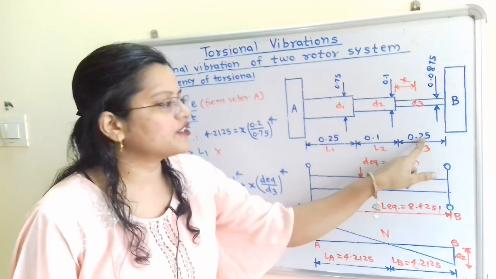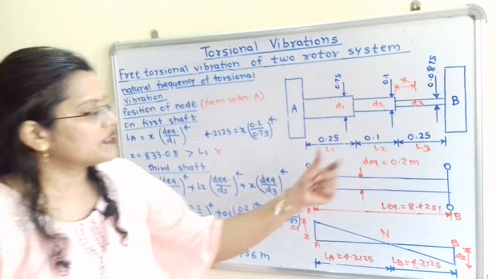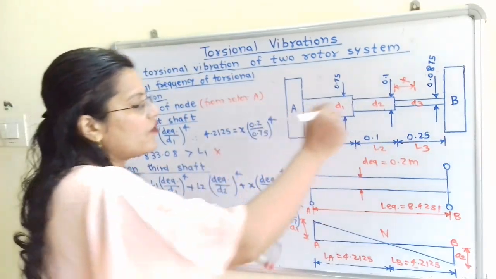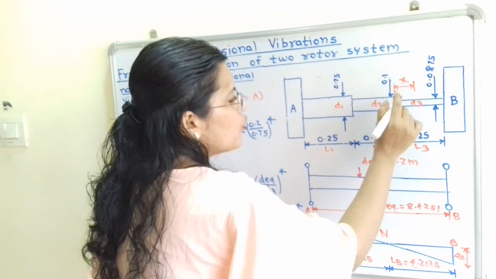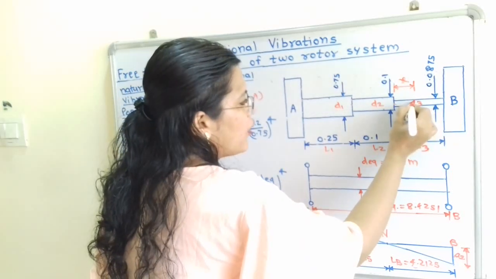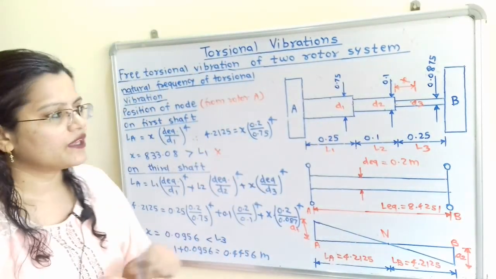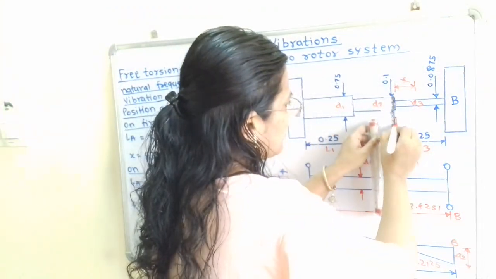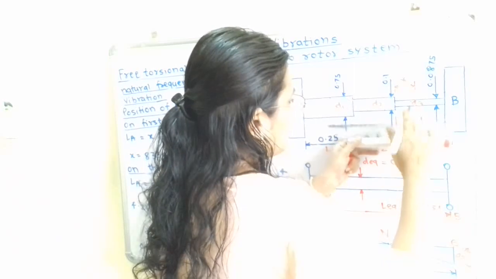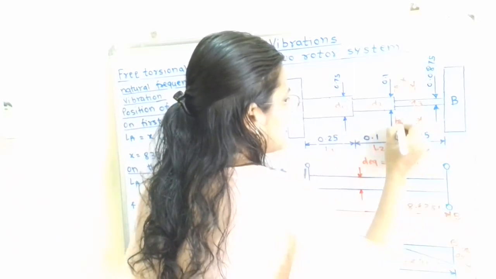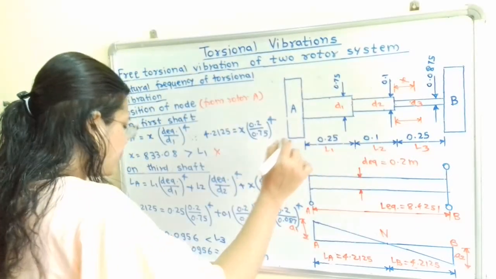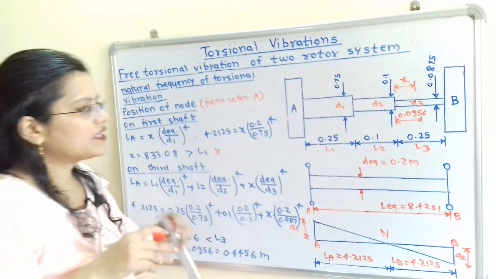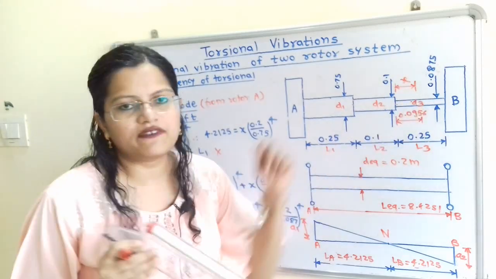So L3 is 0.25. So this x is less than 0.25. So this value of x, that is the node point, will occur on the shaft number 3. So we can say that we will show here this distance, that is the node point occurs at a distance of 0.0956. So this is the distance on the shaft number 3.